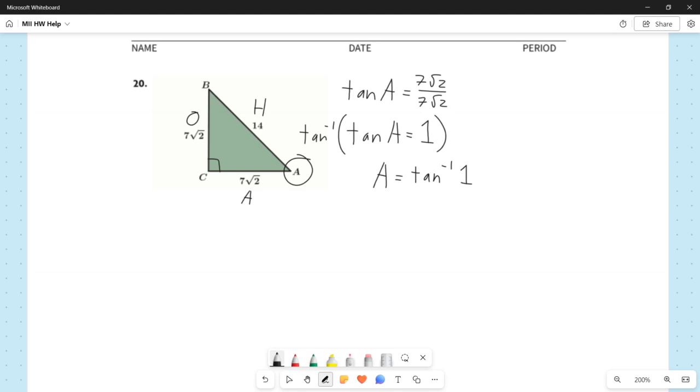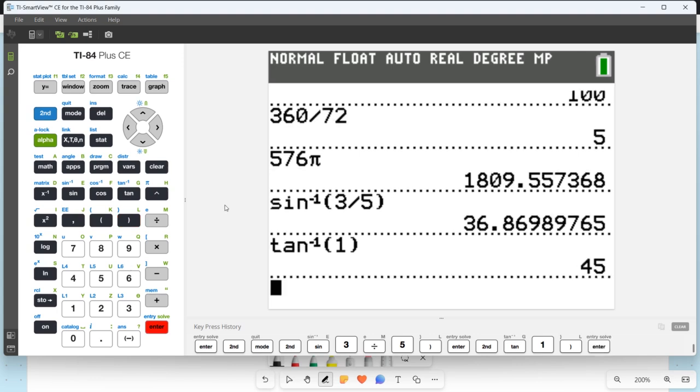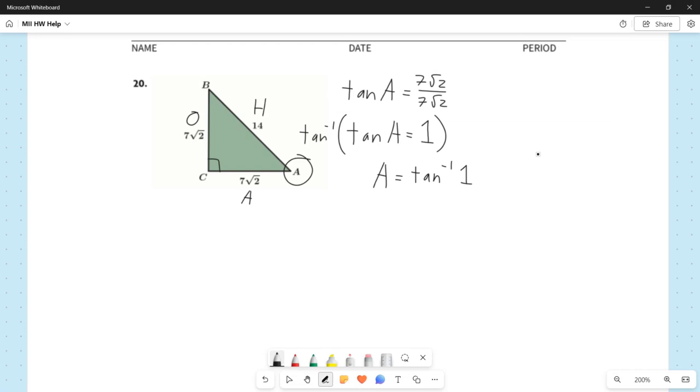Well, if you're a little shaky on the unit circle, you could go to your calculator and say, all right, we're in degree mode, so that's great. And then you say, tangent inverse of the number 1, and it gives us 45. And it turns out that is our final exact answer. We don't have to give an approximate answer because that's exact. And we're done with number 20. That's it. That's all we have to do.